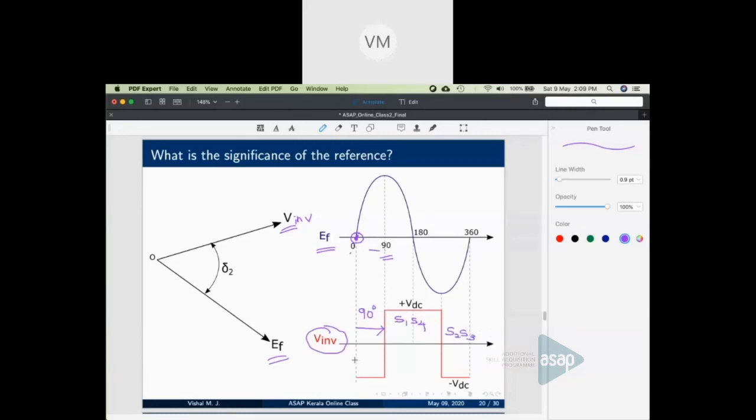So here also it is S2 and S3. Thus, if you know your reference, then you can synthesize your output voltage at whatever phase you want. Hope the concept is clear.